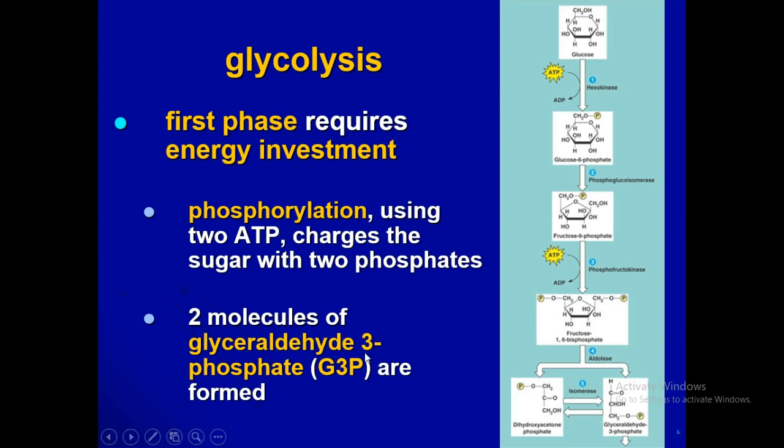So, 2 molecules of ATP are dephosphorylated. So, when you say dephosphorylated, gikwaan og phosphate group. So therefore, na-release ang energy from the ATP, so nag-invest ta og energy. So actually gitrap na siya sa fructose 1,6-bisphosphate, which is the product of step 3, and glucose 6-phosphate, which is the product of step 1. Okay? So the final products of the first phase of glycolysis are 2 molecules of G3P, or glyceraldehyde 3-phosphate.